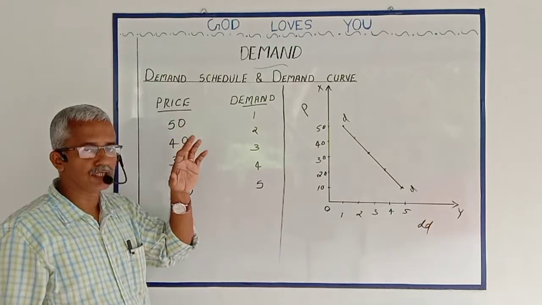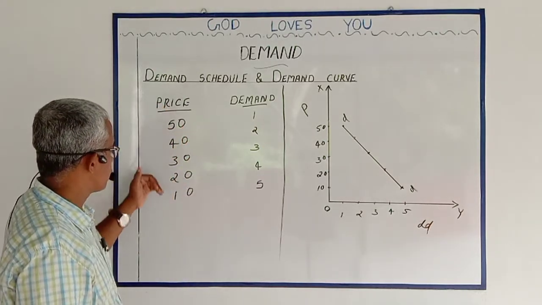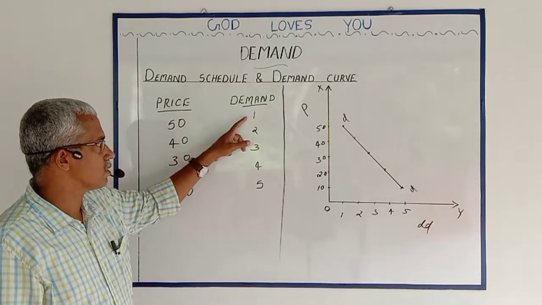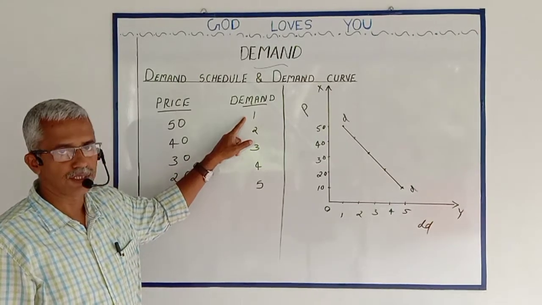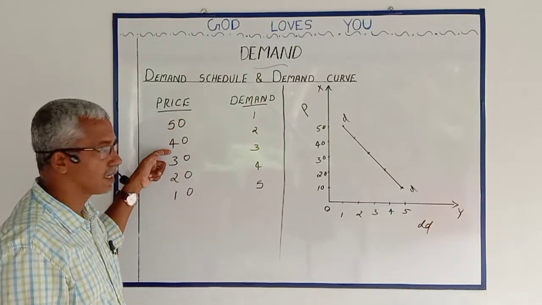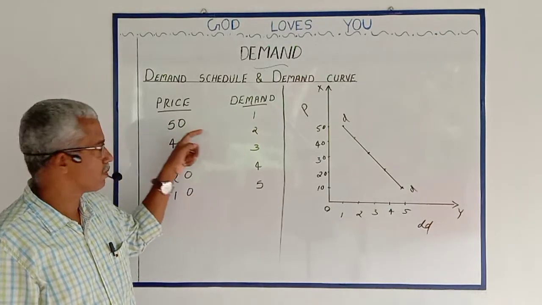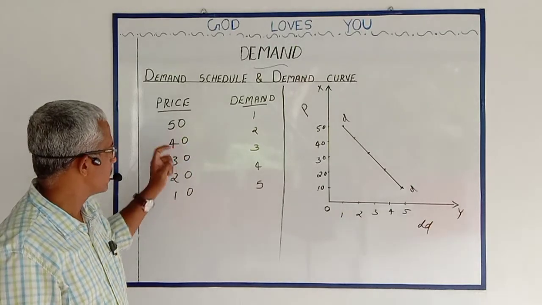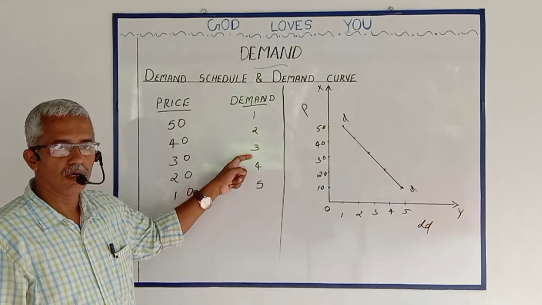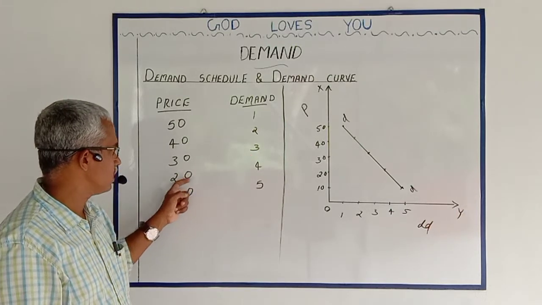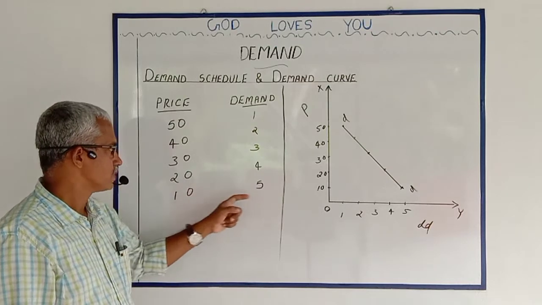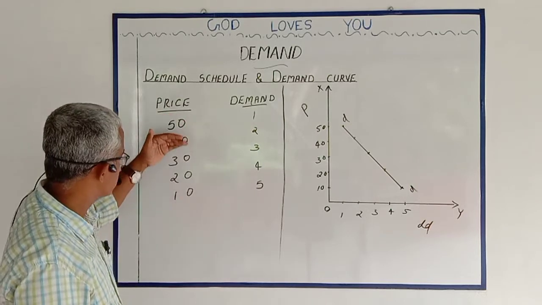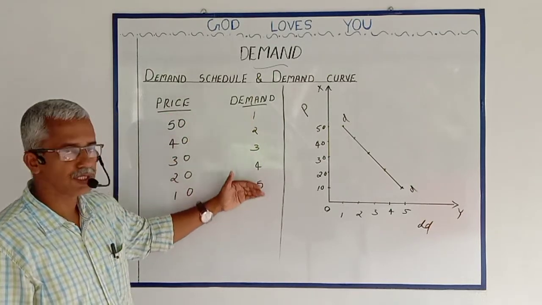Here I just mention the values. From the given prices, 50 is the highest price of the commodity. The lowest quantity demanded in our example is 1 unit. Again, price decreases, quantity demanded increases. When the price decreases to rupees 40, quantity demanded increases to 2 units. Again, price decreases to 30, it reaches 3 units. Again, 20, demand increases. Again, 10, it will be the highest quantity demanded in our example. In the sense, when the price decreases, demand for the commodity increases.